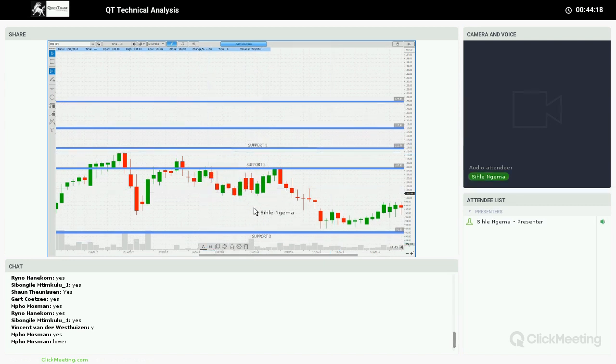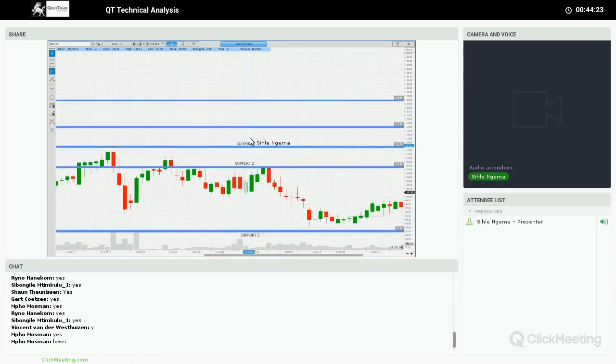So based on the downward trend that we've just seen, this is support 1. 112.78 is support 1. 107.60 is support 2, and 9108 is support 3 on the downward trend that we've just seen.